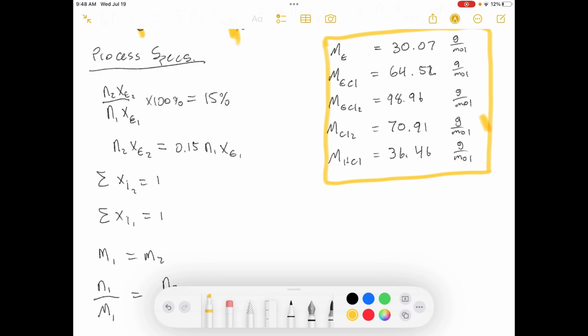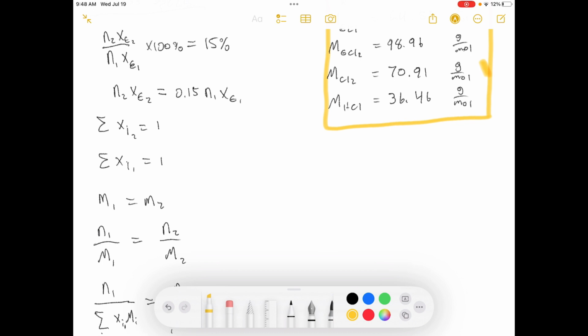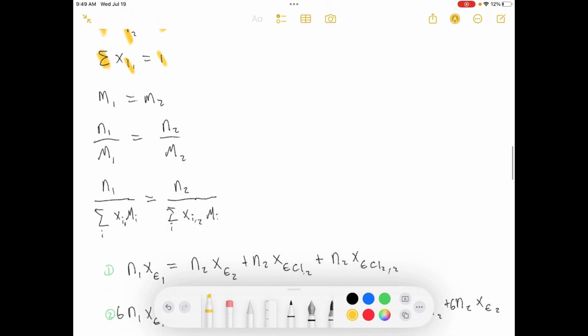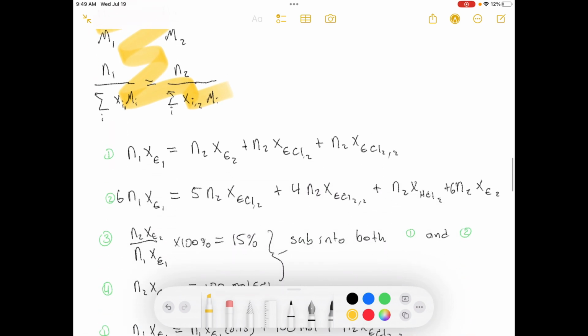So we've got our process specs that they gave to us. I just wrote those down so we had them in equation form. So the sum of all the mass fractions in stream 2 should sum to 1, and the sum of all the mole fractions in stream 1 should equal 1. That's what that means. Then I have a mass balance here. We don't need the mass balance. I was just thinking we could write that down if we ended up needing it, but we don't, so you can ignore that part.